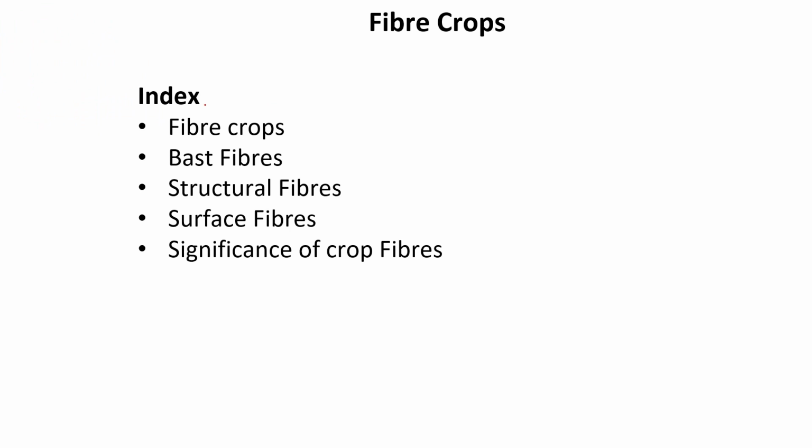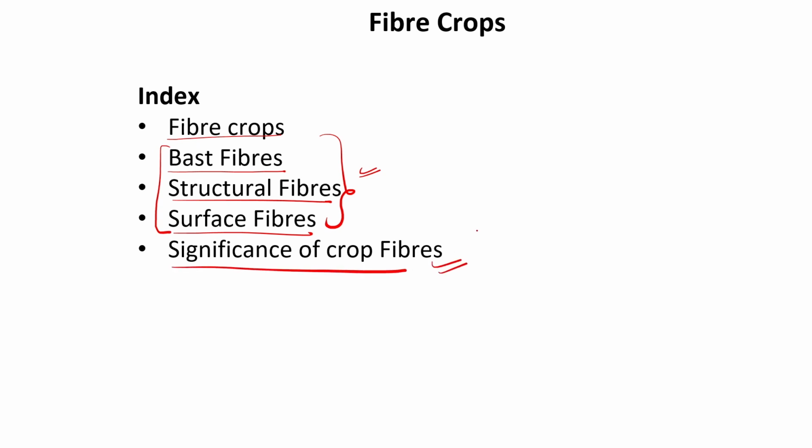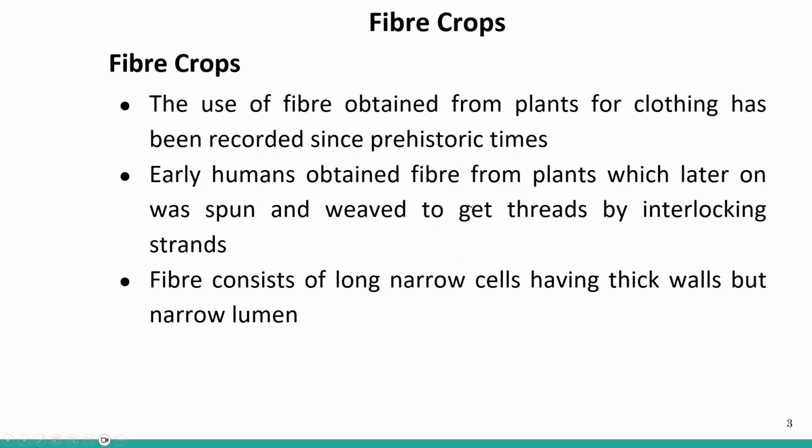So in this part, we are going to study what fiber crops are. Bast fibers, structural fibers, surface fibers. These are the three different types of fibers we get in the plant, right? The fibers can be classified into these three types. And there is also the significance of crop fibers. All these topics we are going to cover in this particular session. So let us start the session.